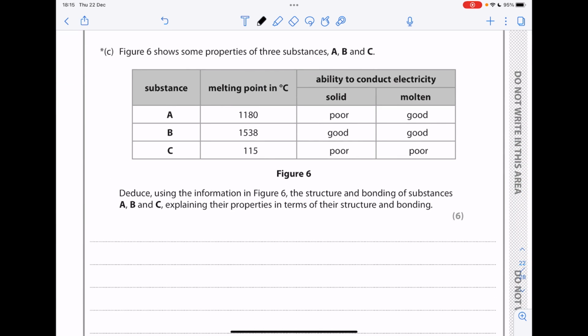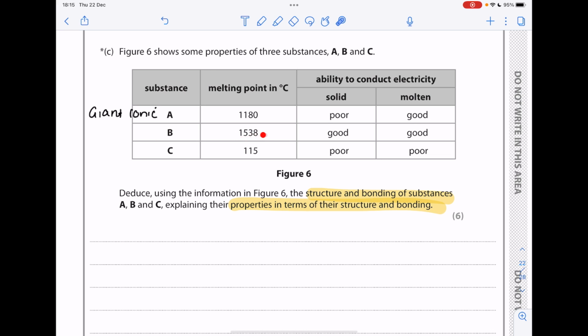Figure 6 shows some properties of 3 substances A, B and C. Deduce using the information in Figure 6 the structure and bonding of substances A, B and C, explaining their properties in terms of their structure and bonding. So A has a high melting point, so it's a giant structure. The fact that it doesn't conduct when solid but does when it's molten means it's giant ionic. You must learn these characteristics.